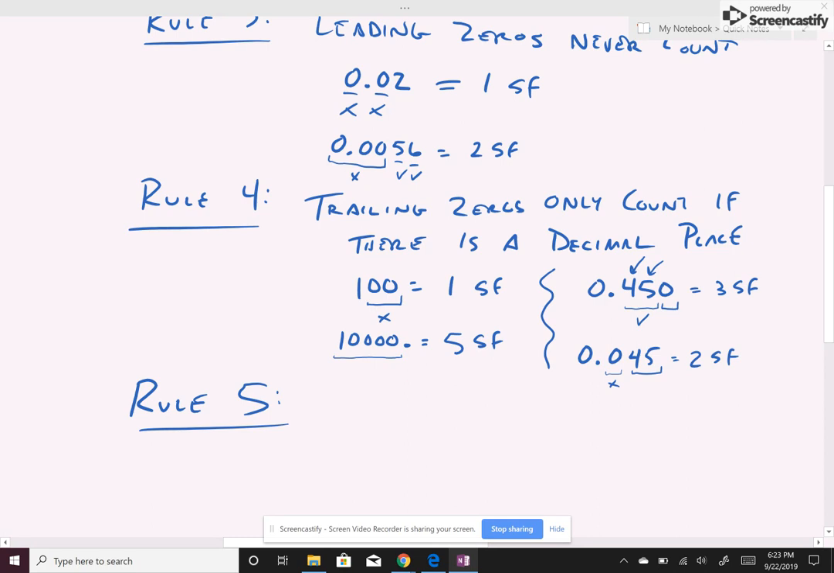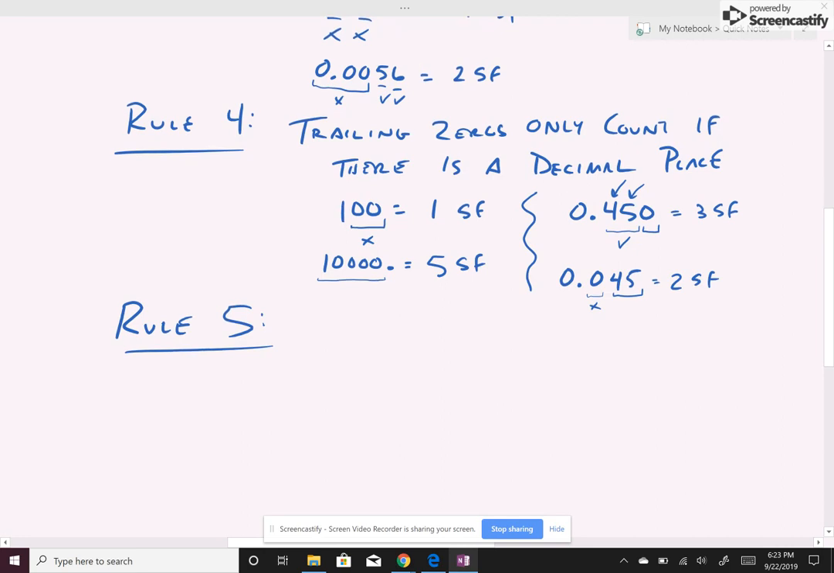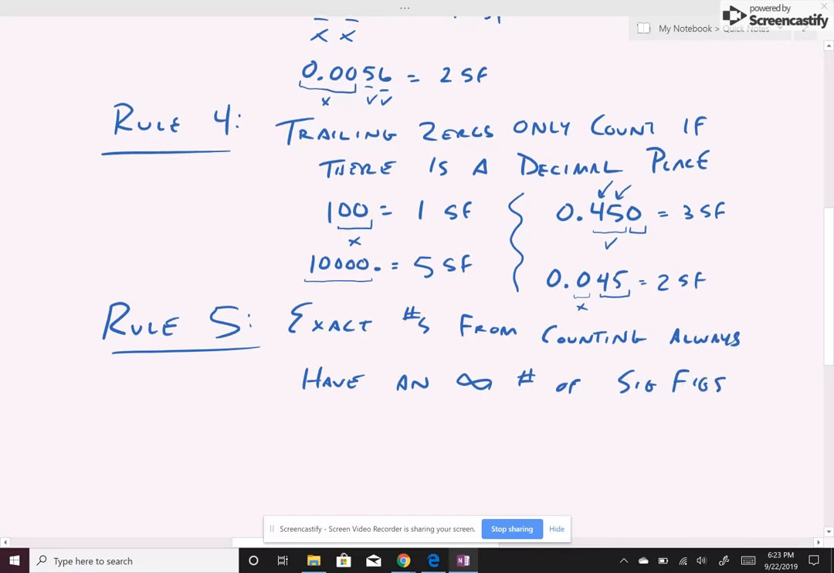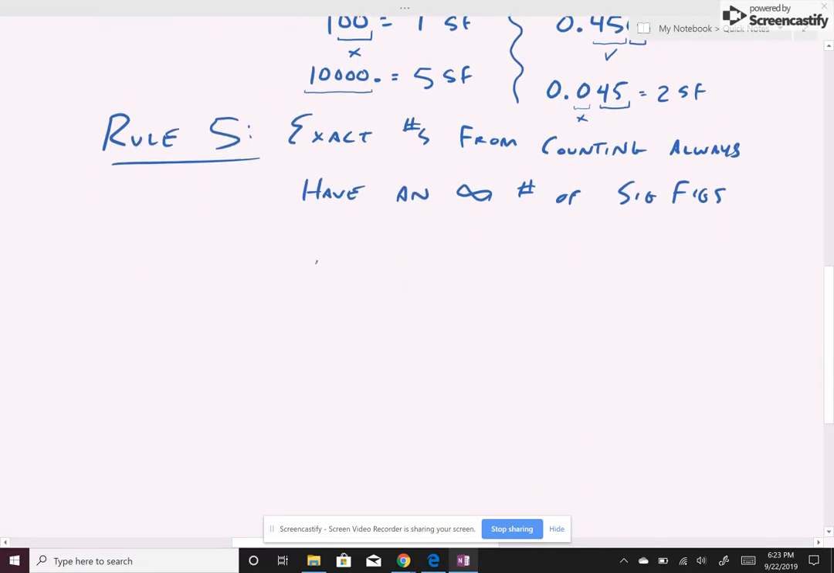And then finally, rule number 5 is all about exact numbers. Rule number 5 says exact numbers from counting always have an infinite number of sig figs. And so as we're looking at these numbers, that would mean, let's just say you had a bag with 6 apples. That means that this is an infinite number of sig figs.